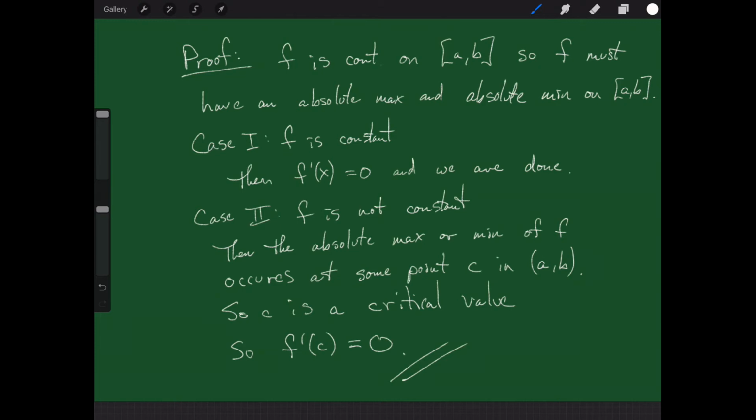Okay, so this proves Rolle's theorem that says that if you have a continuous function on a closed interval, a differentiable function on an open interval from a to b, and if the endpoints have the same functional value, somewhere in between the derivative is 0. And that's what we just proved. Okay, so that's the end of the proof of Rolle's theorem.